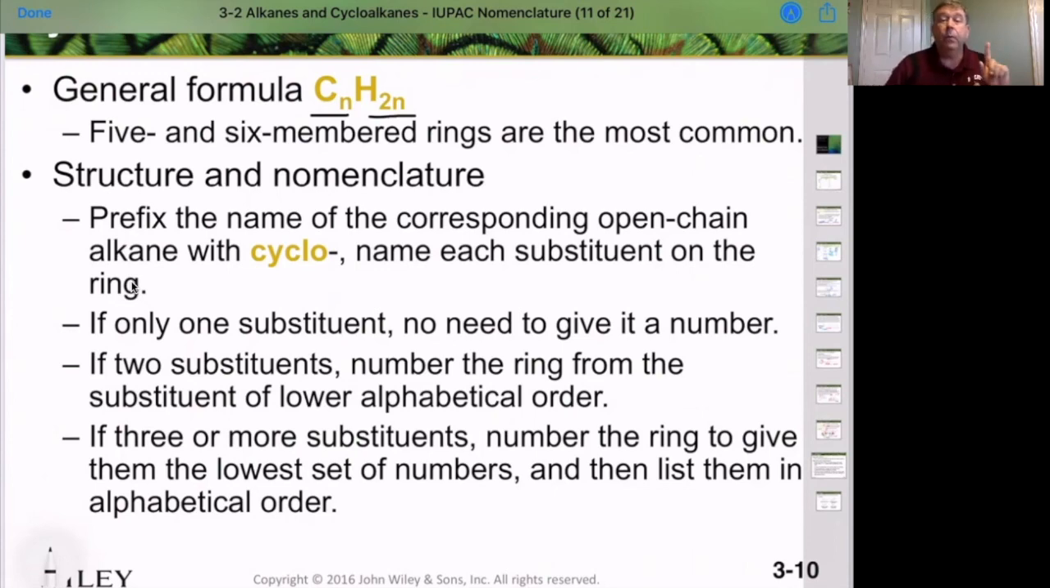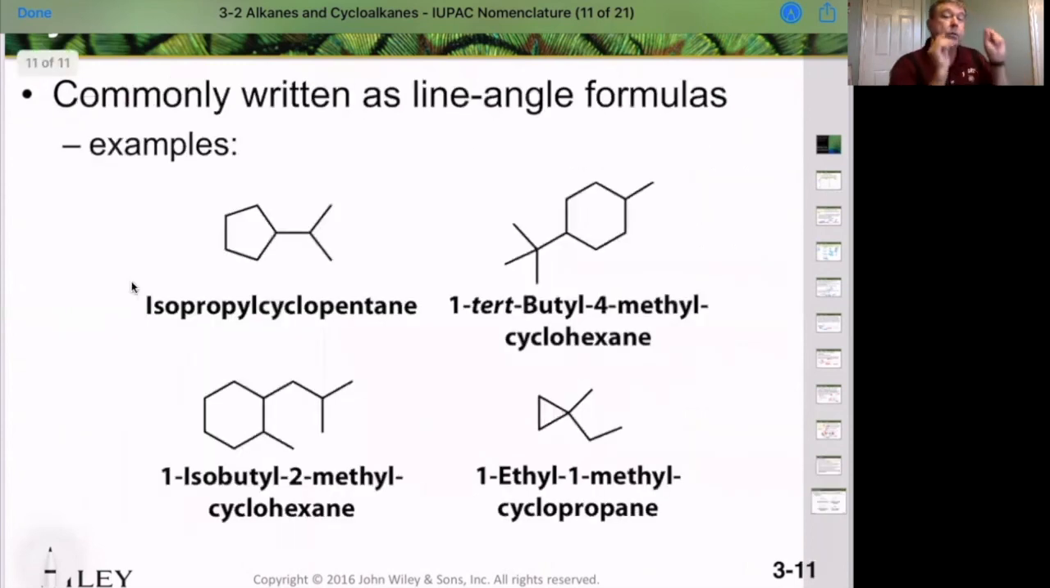If there's only one substituent, you don't have to give it a number because you assume the substituent is on your number 1 carbon. If there's 2 substituents, you go for the lowest number alphabetically. If 3 or more, again, you get the lowest set of numbers. And of course, list them alphabetically. So let's look at a couple of compounds and use those new rules.